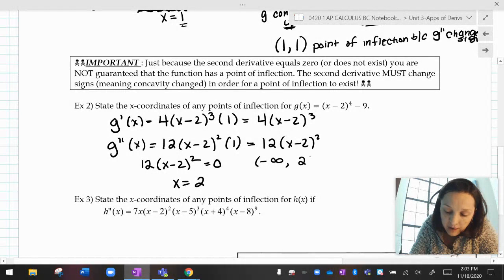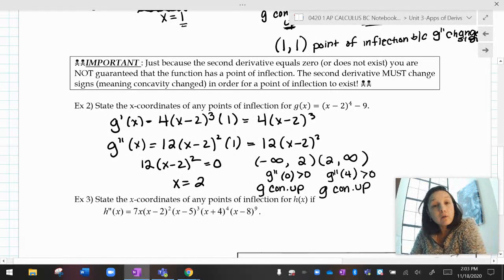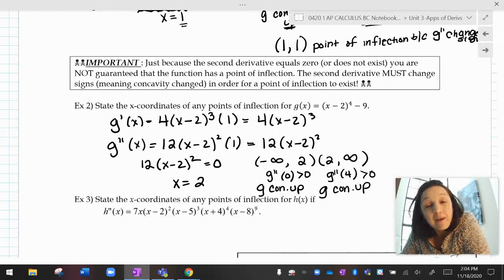So my intervals of concavity are negative infinity to 2 and 2 to infinity. If I find g double prime of 0, 0 minus 2 is negative 2, but squared is positive. So g is concave up here. And if I find g double prime of 4, 4 minus 2 is positive, squared is still positive, times 12 is still positive. g is concave up here as well. That's concave up twice. Did the second derivative equal 0 in between them? Yeah. That's not a point of inflection because my concavity did not change.